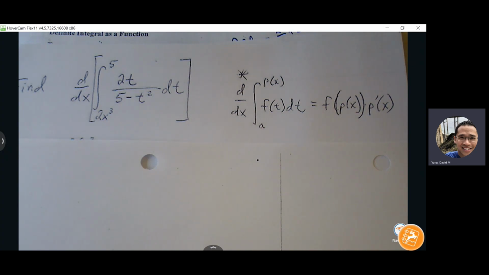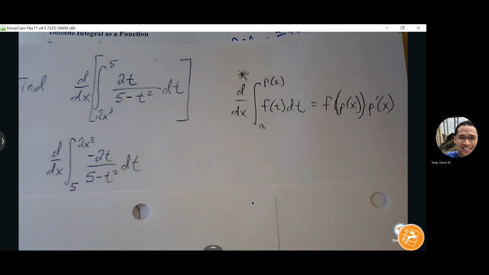The rule just says these two operations are going to cancel each other out. Upper bound gets inserted into the variable of my original expression, multiplied by the upper bound's derivative. So there's my initial adjustments.